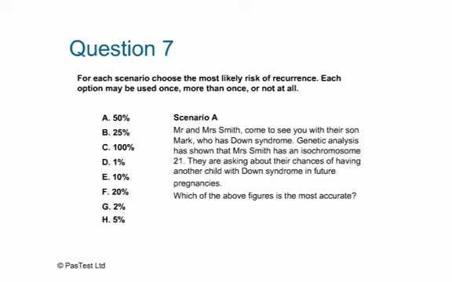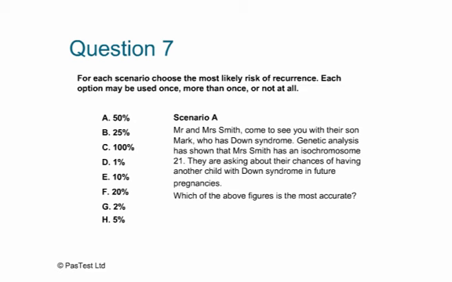Unusually, you're told that Mrs. Smith has had a genetic analysis which shows that she carries an isochromosome for 21. And the couple are asking about the chance of their having another child affected with Down syndrome following the birth of their son Mark. So which of these figures do you think is the most likely estimate of their chance of having another child with Down syndrome? Make a choice now and write it down.